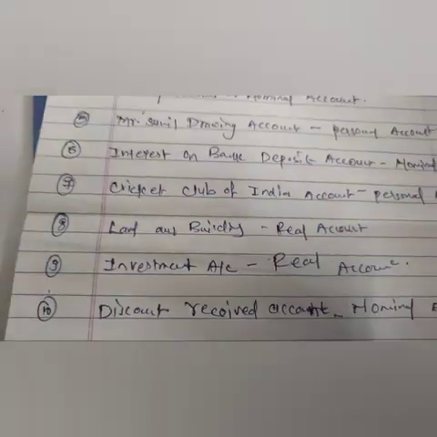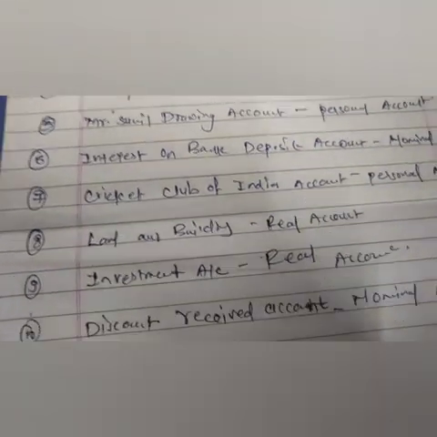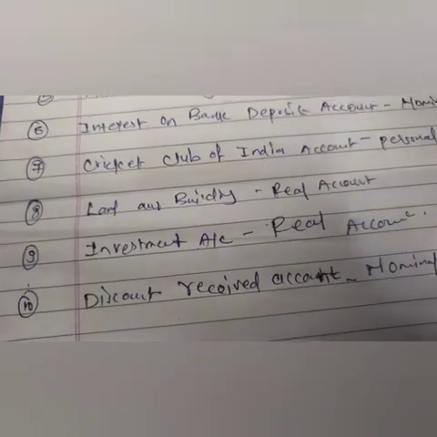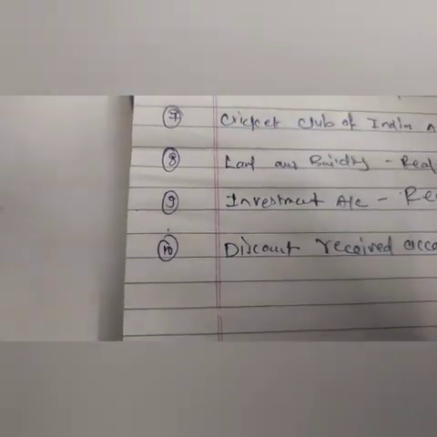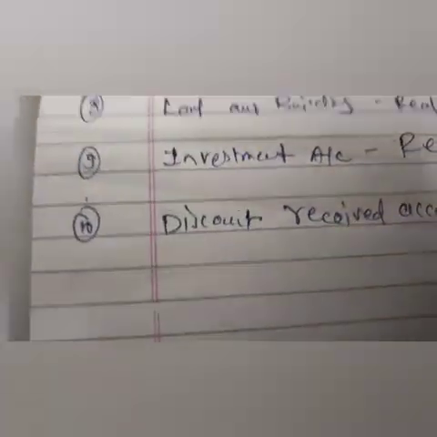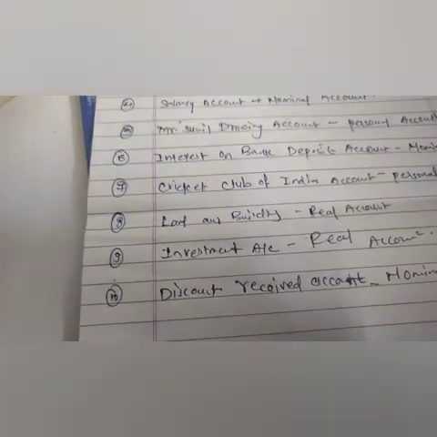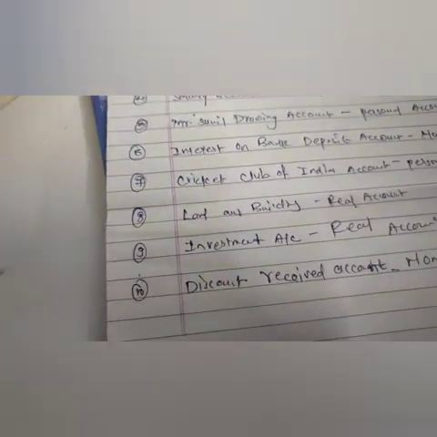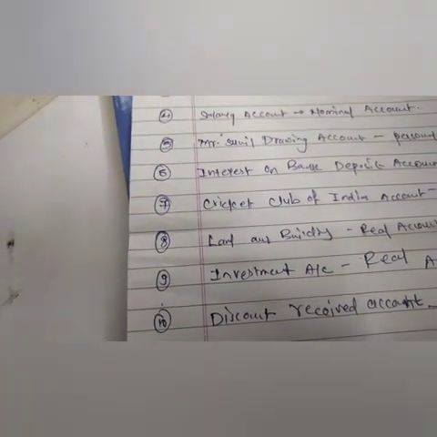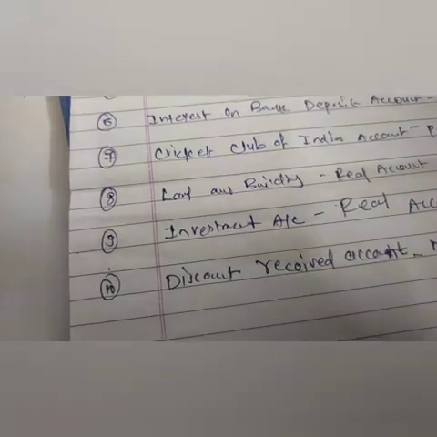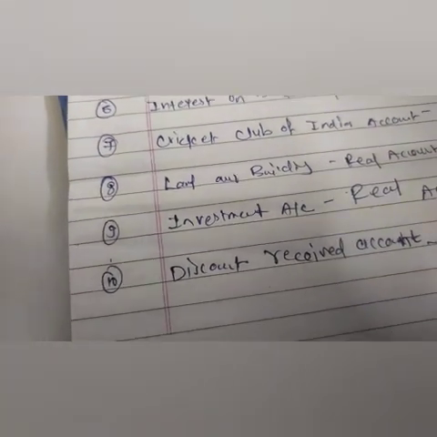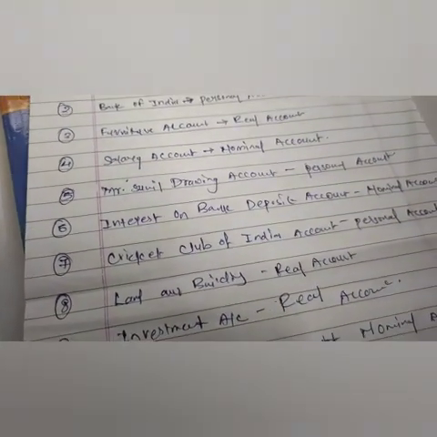In order to recognize this type of account, we can identify it if we know the rules. Suppose cash account is given, in which category will it come, we have to identify it. So it requires identification techniques. Cash account is a real account, then the personal account or the nominal account, we have to identify it first.